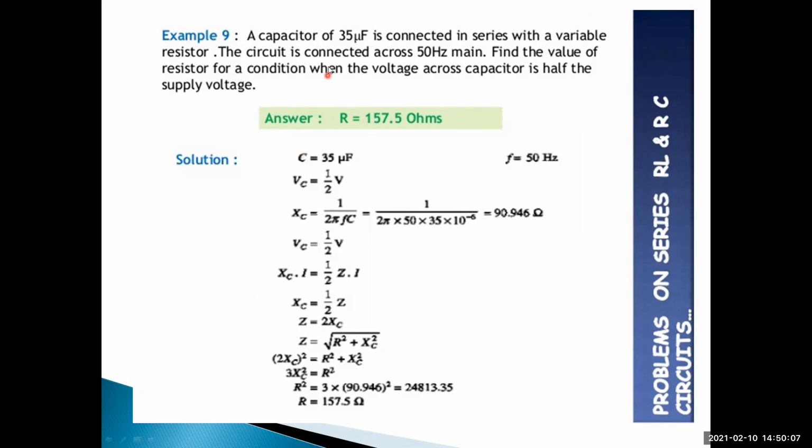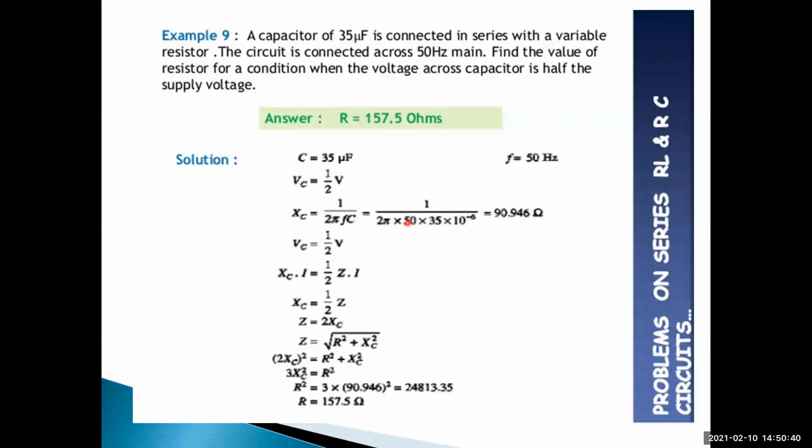So capacitance C is 35 microfarads. They have given a condition: the voltage across the capacitor VC is half of the supply voltage, 1 by 2 times V. Then X is equal to 1 by 2 pi FC.